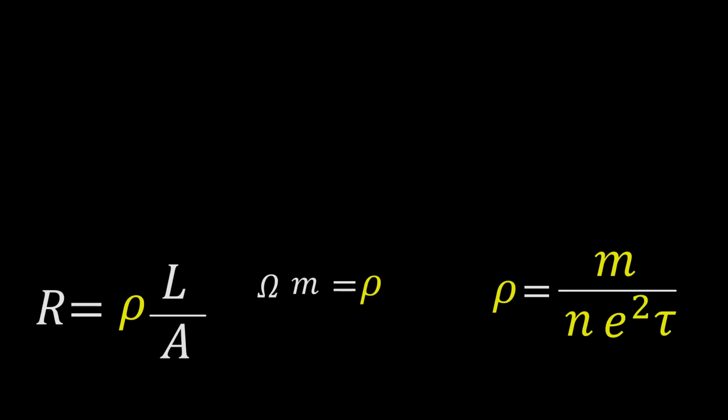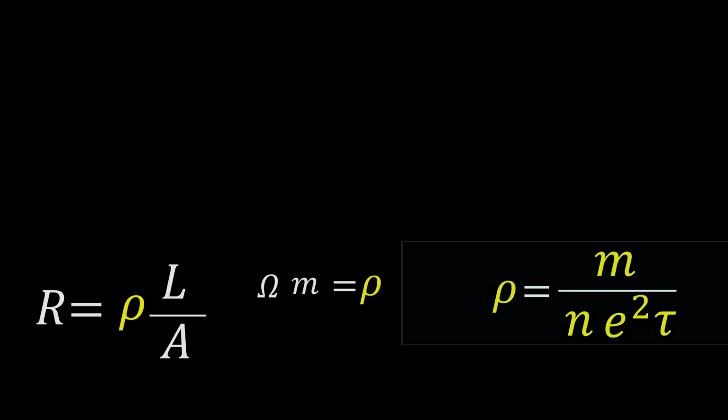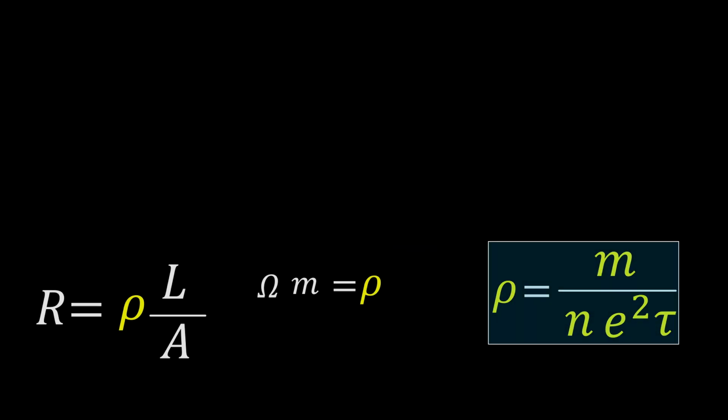Now, many students get confused about what happens to resistivity when temperature increases. So let's look again at the resistivity equation for conductors like metals and conducting wires. We saw in the previous video that when temperature increases, collisions increase. Because of this, relaxation time tau decreases. From the equation, we can clearly see that resistivity is inversely proportional to relaxation time. So if tau decreases, resistivity increases.